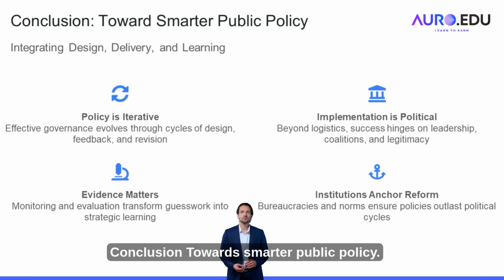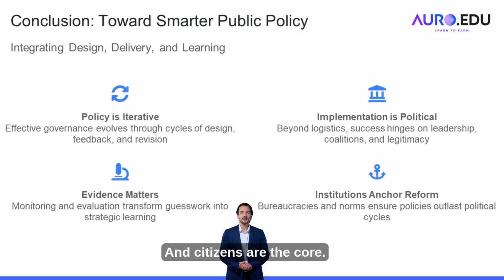Conclusion: towards smarter public policy. In closing, policy design, implementation, and evaluation form a learning cycle. The best policies evolve, respond, and persist. Evidence is the compass, institutions are the engine, and citizens are the core. Let us aim not just for policy success, but for public trust, accountability, and long-term transformation.